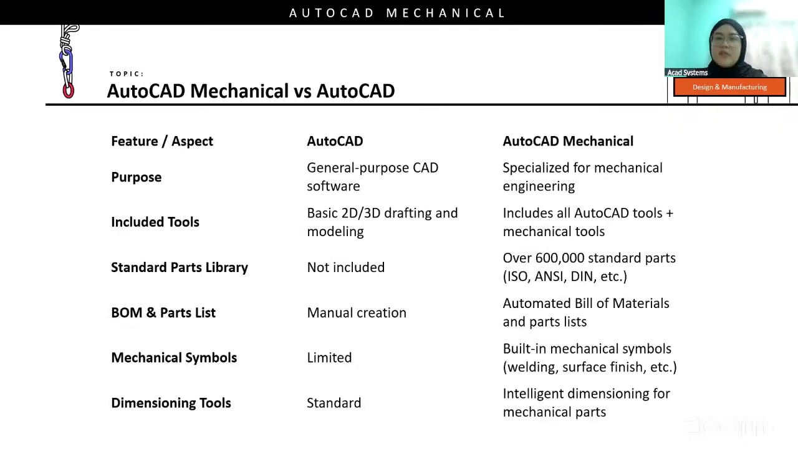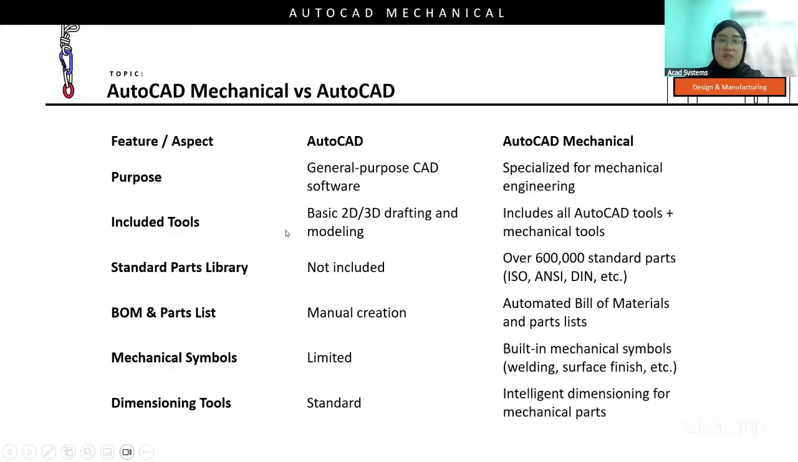This is some of the differences between AutoCAD and AutoCAD Mechanical. Like I said before, maybe some of you just know about AutoCAD, but not AutoCAD Mechanical. The first one is the purpose. The main purpose of AutoCAD is general purpose CAD software, which maybe mechanical and architecture also use, but AutoCAD Mechanical is specialized only for mechanical engineering. So if you are a mechanical engineer or mechanical drafter, maybe you can go to AutoCAD Mechanical.